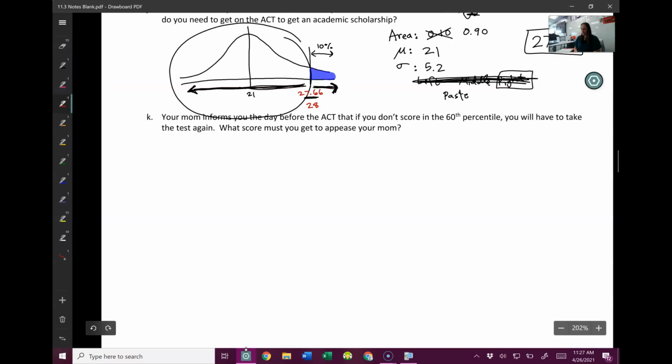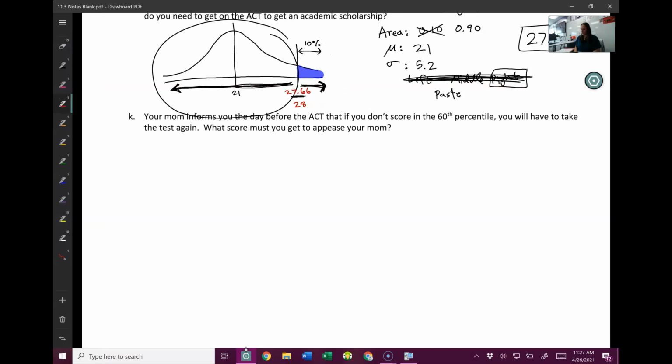So let's try K. I want you to do this one on your own. We'll start by sketching the normal curve together, and then I want you to type it in by yourself.